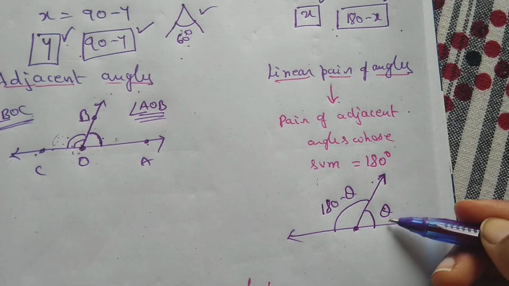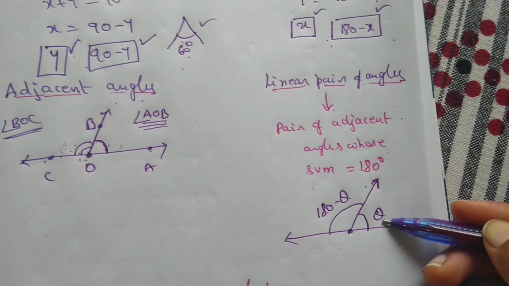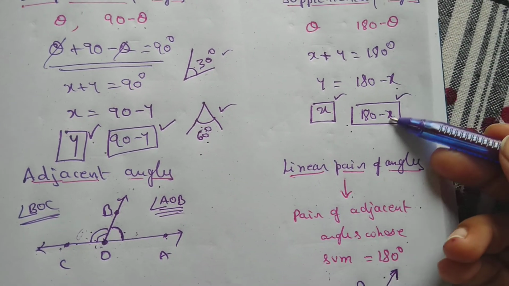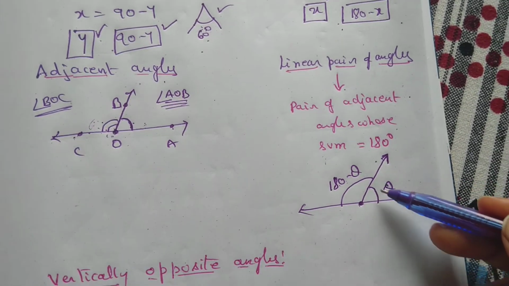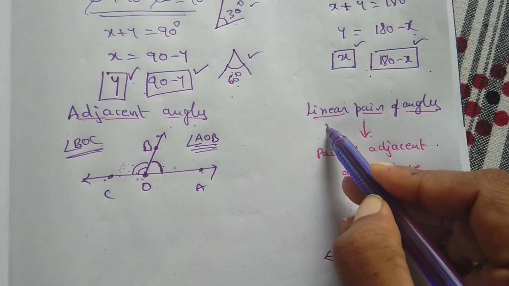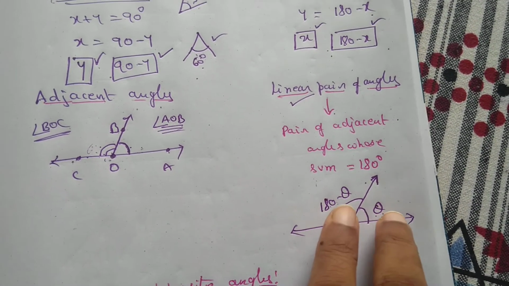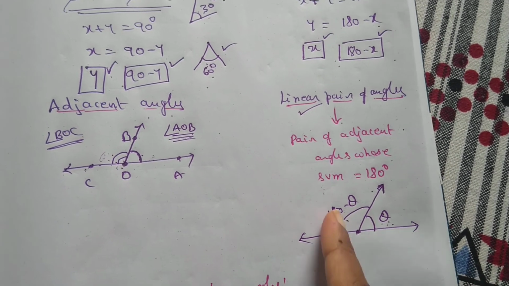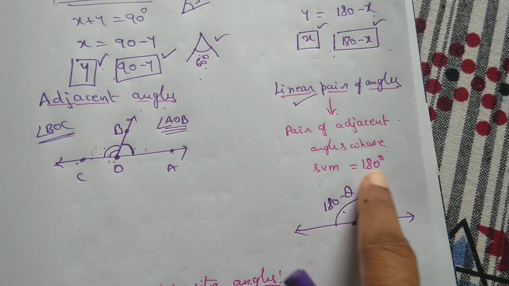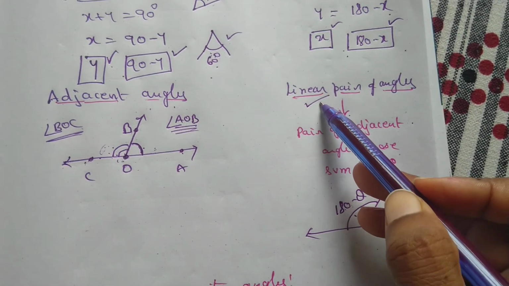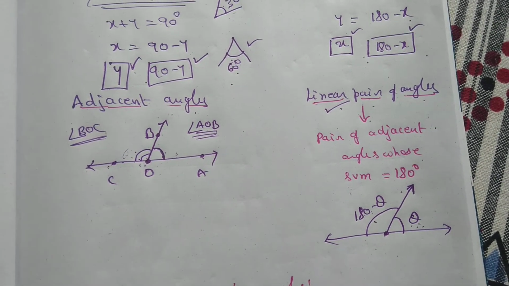See, it looks as though these two are supplementary angles. But what is the condition for supplementary angles? They are some different angles. They are not adjacent angles. If they are also adjacent angles, then the special name given to them is linear pair of angles. They seem to be supplementary, and these two are adjacent to each other. If these two conditions are satisfied together, then we call them a linear pair of angles.